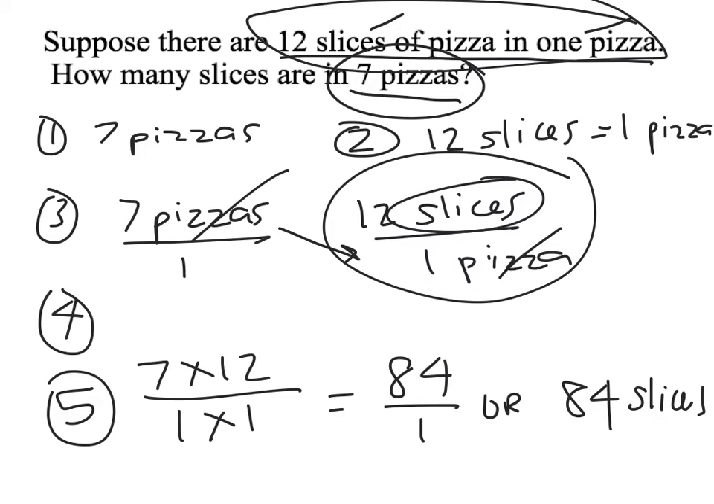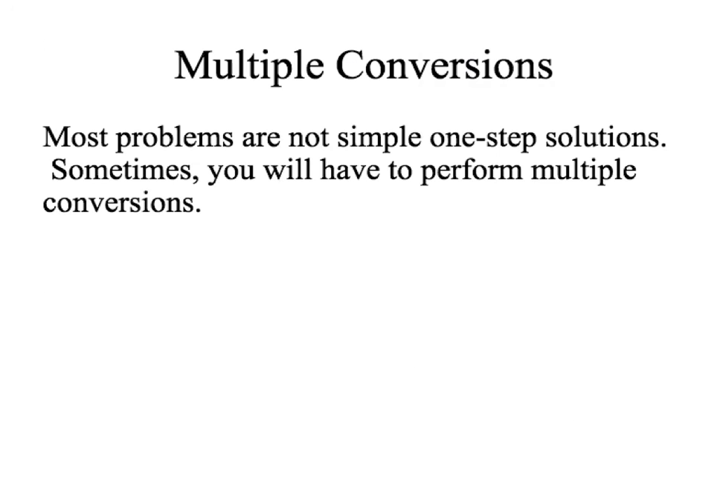You probably would have known to just multiply 7 times 12 to get the answer to this question, but you're really doing dimensional analysis. In your head, you're doing all 5 of these steps, whether you think so or not. So it's important to show your work because it's going to get more complicated than this, and you won't just be able to do one simple multiplication in your head. So what I'm talking about is that most problems are not simple one-step solutions. So sometimes you'll have to perform multiple conversions.